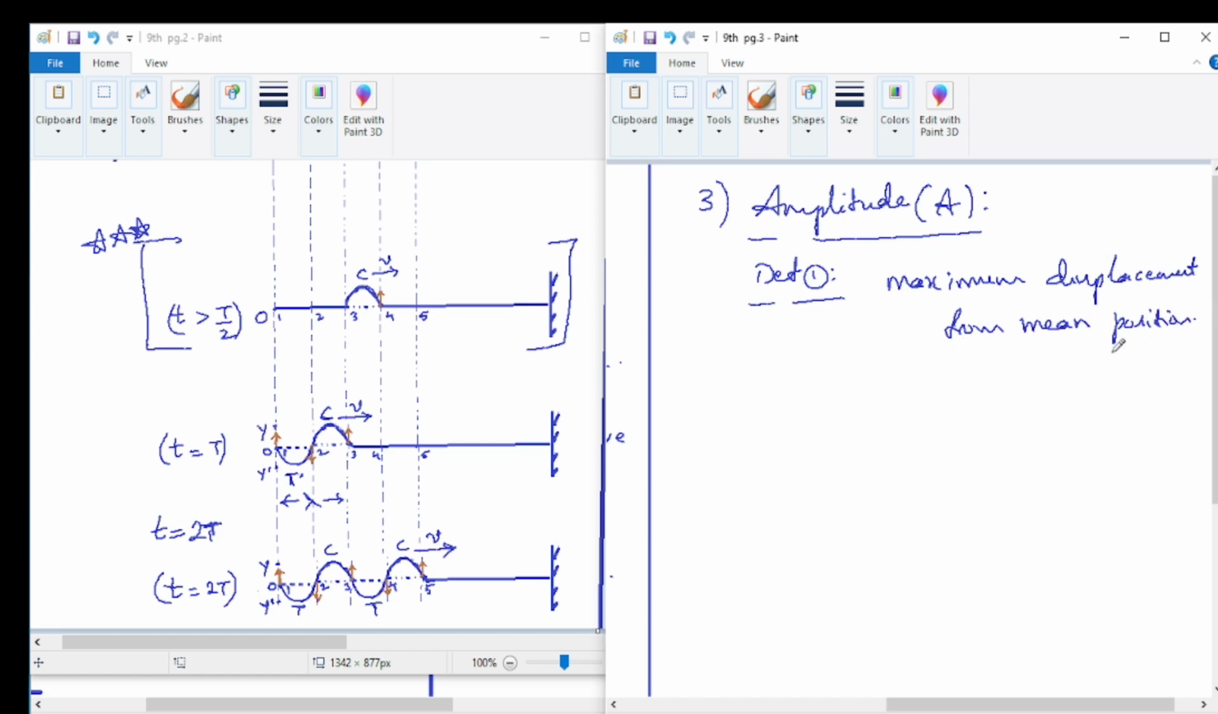I'm not writing other details here. In the diagram itself it's very clear: the original diagram of the vibratory motion of a load suspended at the end of a spring. Maximum displacement from the mean position. So how do we apply that here for the wave? Now just observe here.